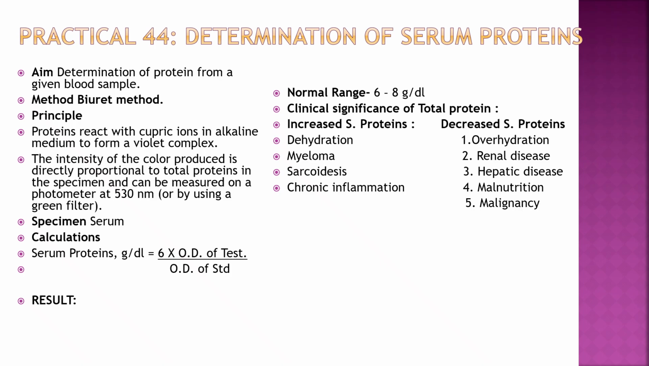Serum proteins total is equal to OD of test divided by OD of standard into concentration of standard, that is 6. Normally, the serum proteins are 6 to 8 gram percent. Clinically, increased serum proteins are seen in dehydration, myeloma, and chronic inflammation. Decreased proteins are seen in overhydration, renal disease, hepatic disease, malnutrition, and malignancy.